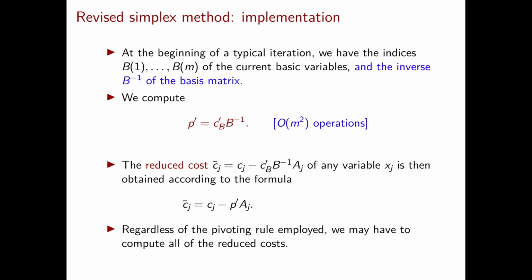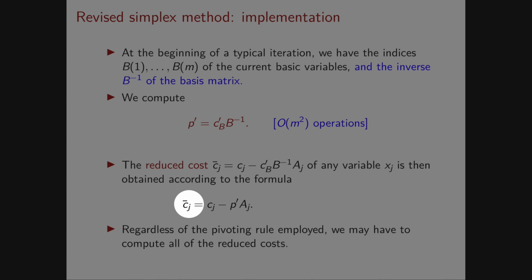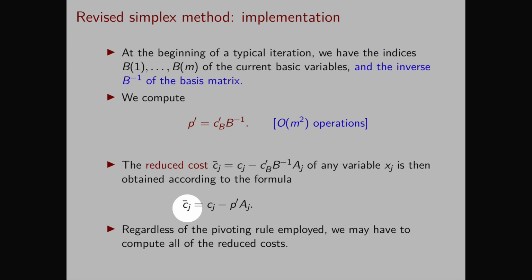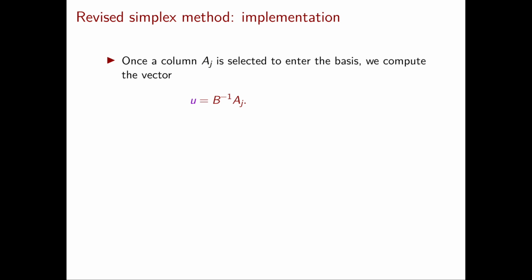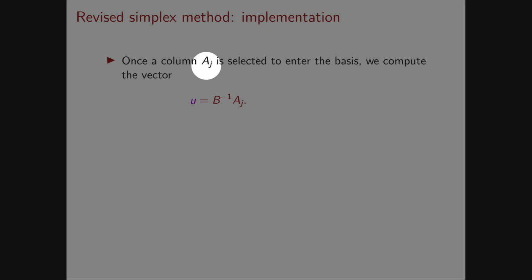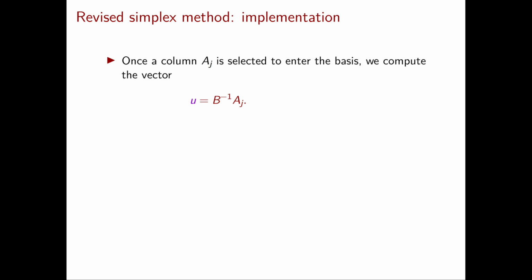Then we compute the reduced cost C bar j using the formula C bar j equal to Cj minus P transpose Aj. To compute each C bar j, we only need big O of m operations, because it's an inner product and one subtraction. However, we need to compute n of them, so in total we obtain big O of mn operations. Next, our pivoting rule decides what is the column Aj that should enter the basis.